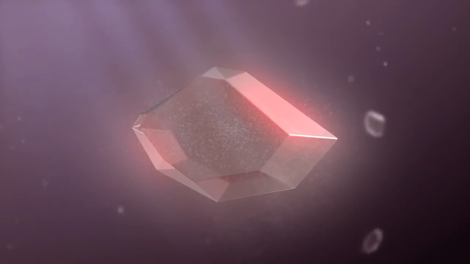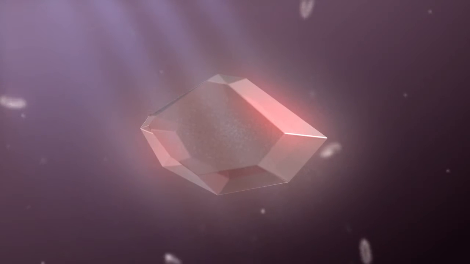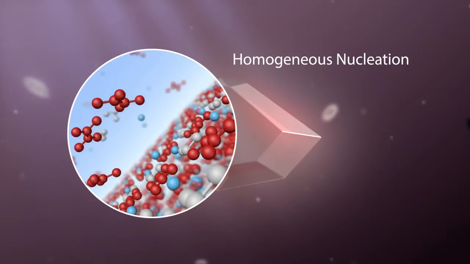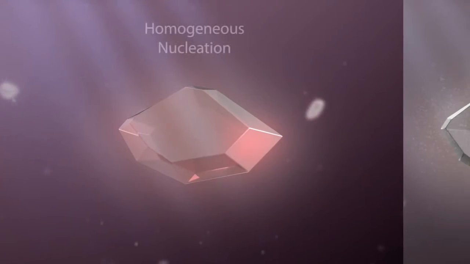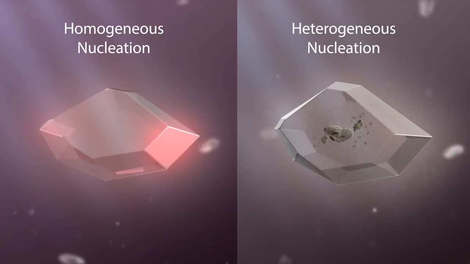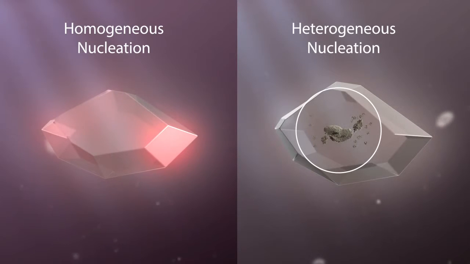There are 2 kinds of nucleation. Crystals formed around a nucleus with the same composition is called homogeneous nucleation. Crystals formed around a nucleus with other organic materials like cell debris is called heterogeneous nucleation.